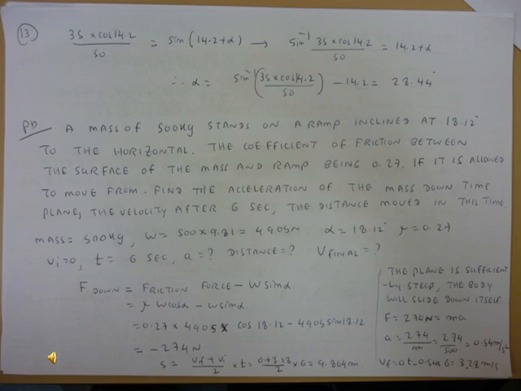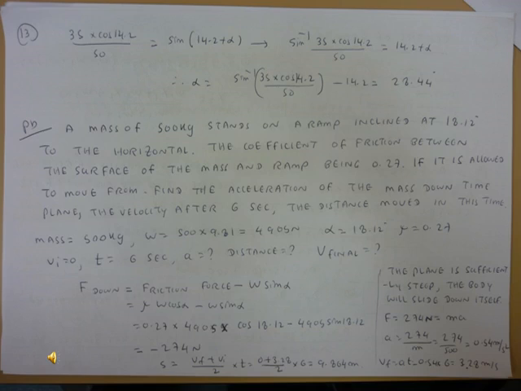So we write down the force equation, because the downward force can be calculated. F equals the frictional force minus W sin alpha. The frictional force is mu W cos alpha, so F equals mu W cos alpha minus W sin alpha. Mu is 0.27, W is 4905, and alpha is 18.12. So 0.27 multiplied by 4905 multiplied by cos 18.12, minus 4905 sin 18.12. Then F is minus 274 Newton.